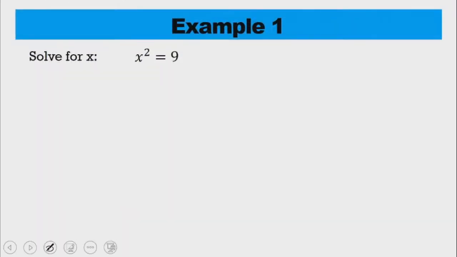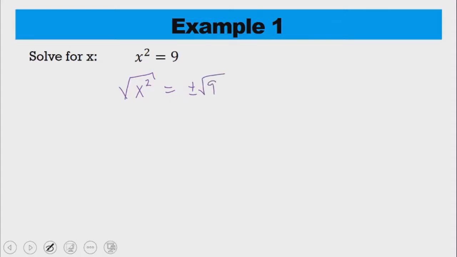This example is very simple. We have x squared equals 9. It has already been isolated, so we are just going to take the square root of both sides. We take the square root of x squared. The only way to remove the square is by taking the square root. And when you take the square root, you also have to add plus or minus.